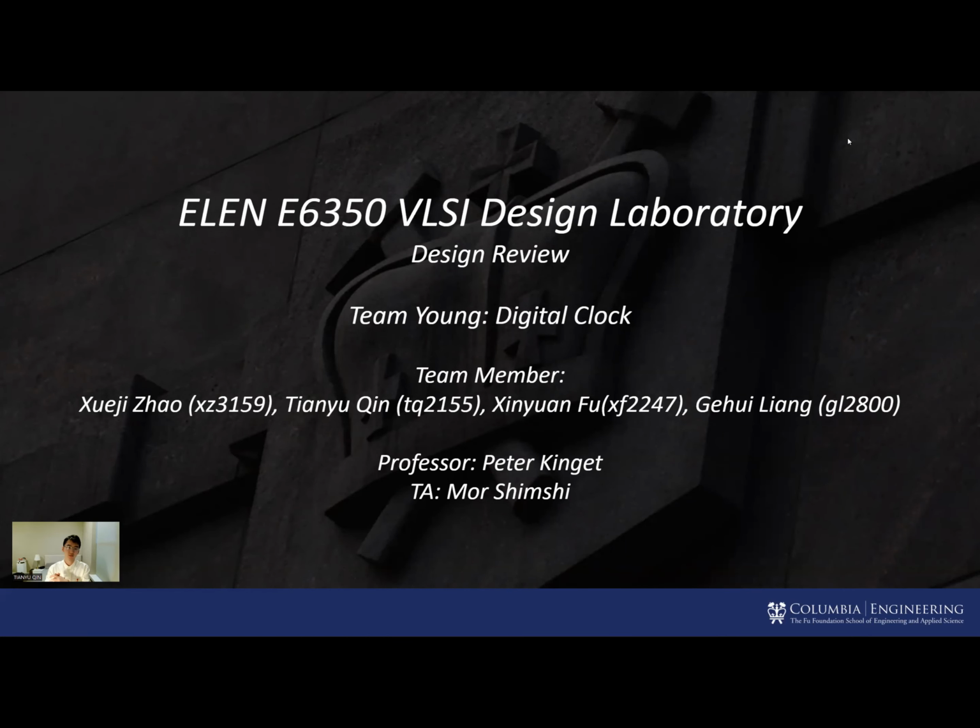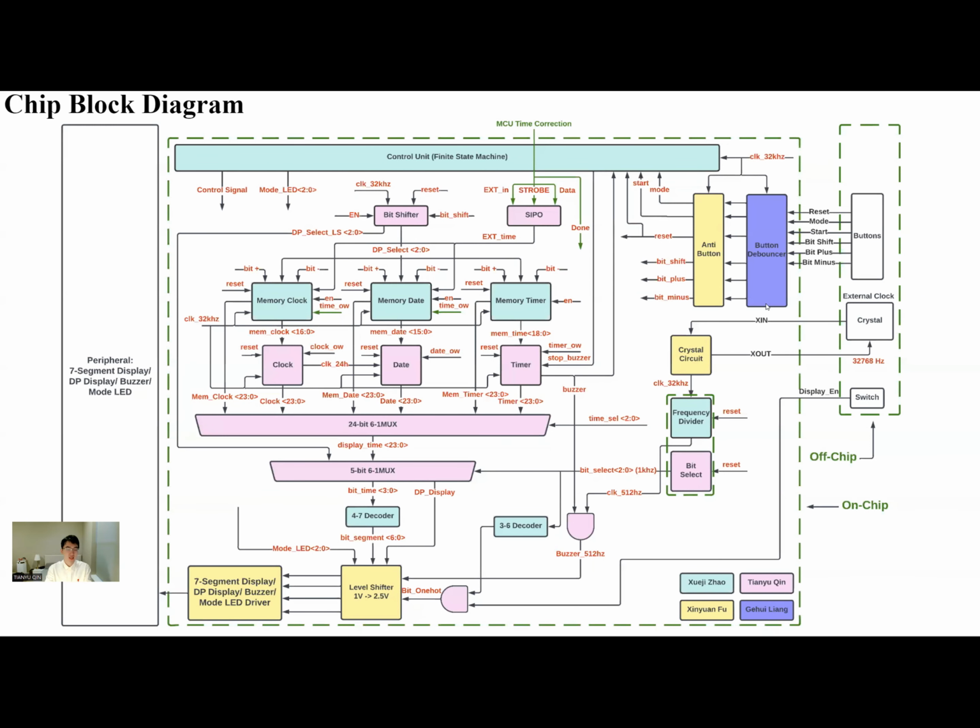Okay, so let me briefly introduce our design review for our digital clock chip. Here is our chip block diagram. On the left and the right side are our PCB peripheral devices like the 7-segment display, buzzer, 3 LEDs, and we have 6 buttons: reset, mode, start, bit shift, bit plus, and bit minus. We also have the crystal oscillator on our PCB board, and we have 2 switches. One is for power on, and another one is for our low power mode.